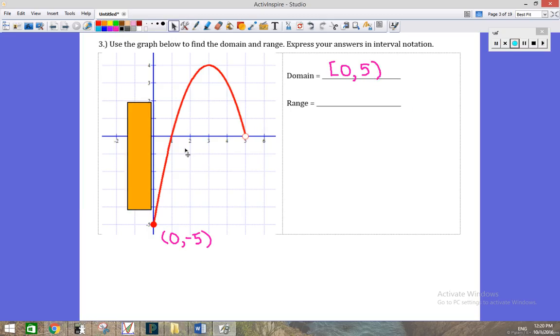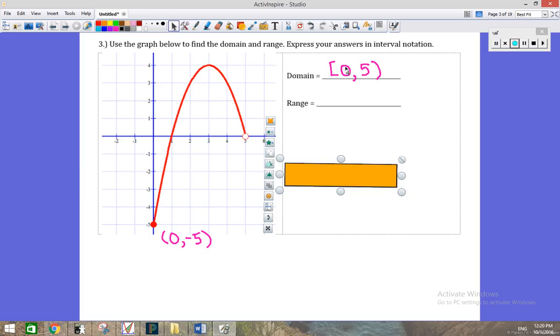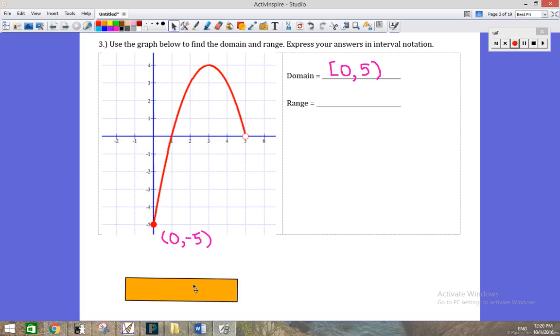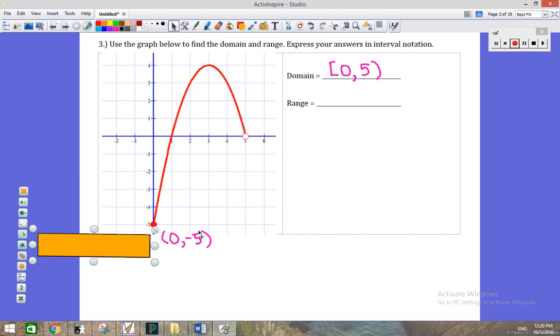Now for the range, I'm interested in the set of y values. And remember, our interval notation is a smaller number, comma, a larger number. So for smaller numbers on y, I come up from the bottom and I hit this point. The y coordinate at that point is a -5.